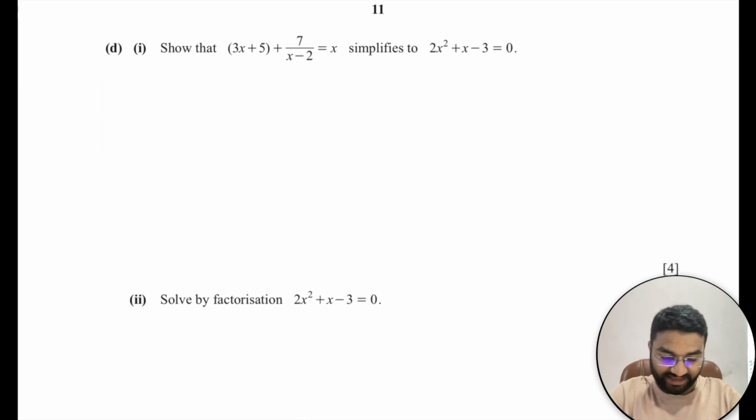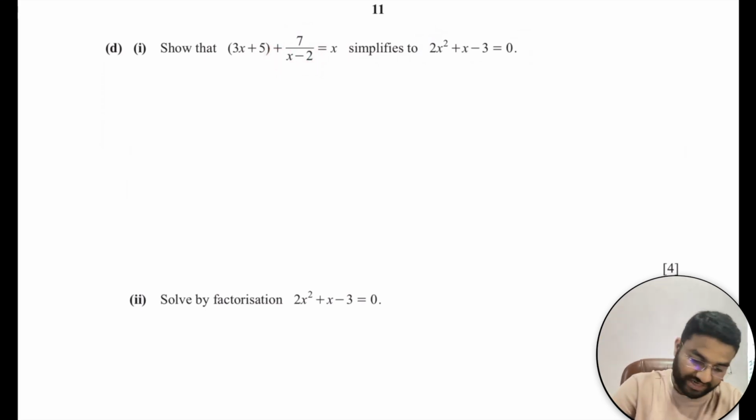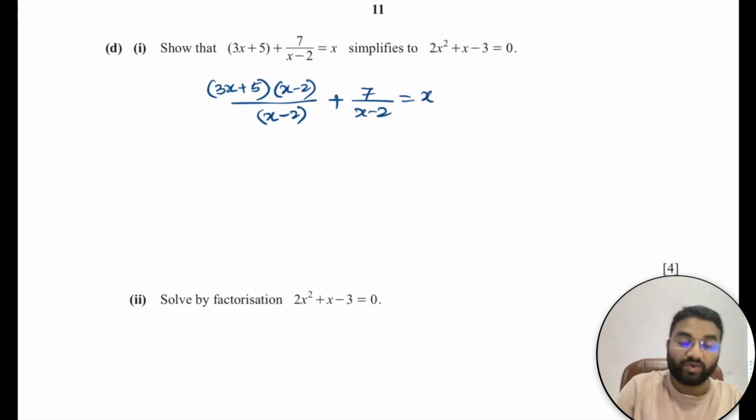All right, then the next part is 3x plus 5 plus 7 upon x minus 2 is equal to x, and we have to simplify to 2x square plus x minus 3 is equal to 0, isn't it? Firstly you have a denominator x minus 2, so multiply 3x plus 5 by x minus 2 over x minus 2, numerator and denominator. So it's 3x plus 5 times x minus 2 upon x minus 2, plus 7 upon x minus 2 is equal to x.